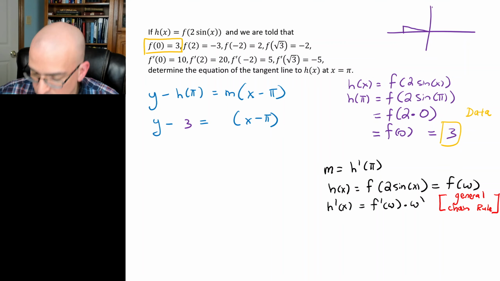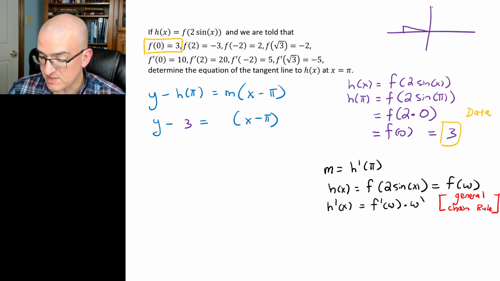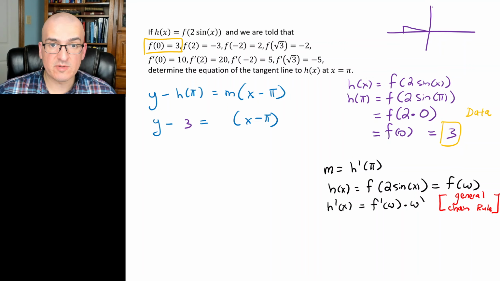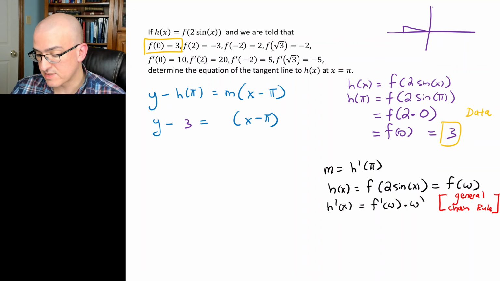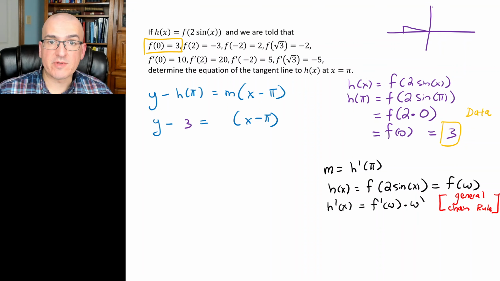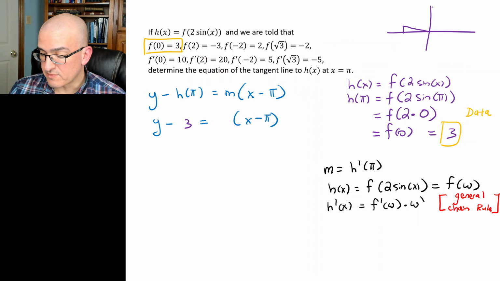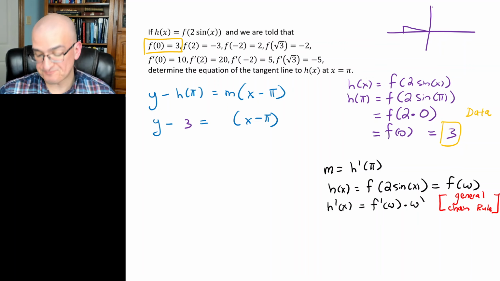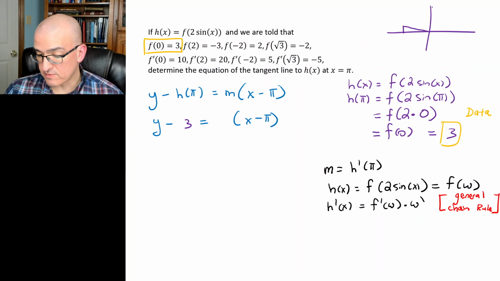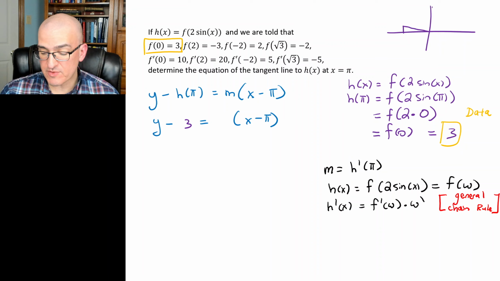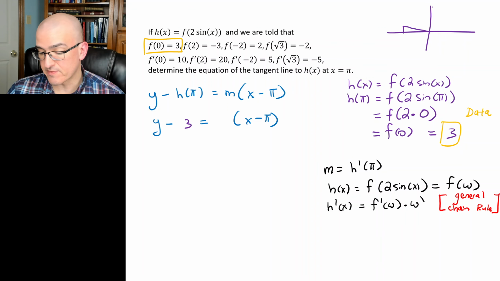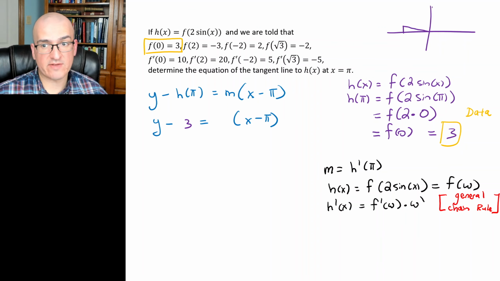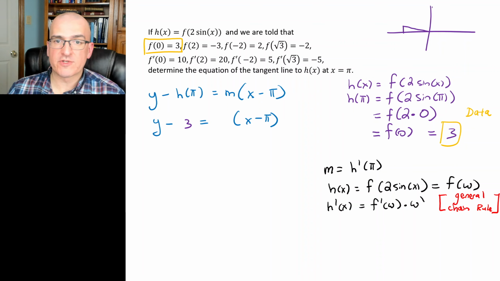All of our chain rules look like this. Derivative of e to the w is e to the w times w prime, because the derivative of e to the x is e to the x. The derivative of ln of w is w prime over w, which can be rewritten as 1 over w times w prime, because the derivative of ln of x is 1 over x. The derivative of sine of w is cos of w times w prime, because the derivative of sine of x is cosine of x. So all of those chain rules follow this general formula.